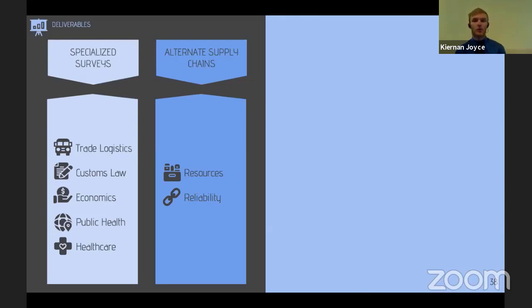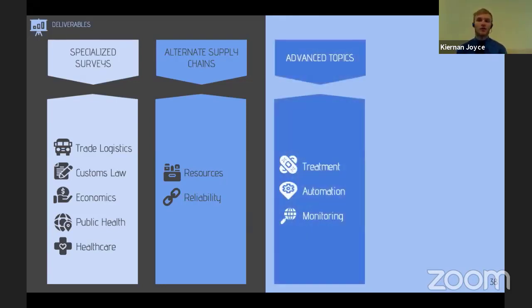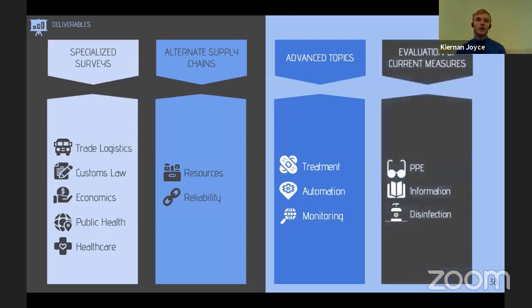The third topic that people could analyze is the advanced topic section of our recommendations. These topics, including treatment, automation, and monitoring, need more research and discussion before they can be implemented. The final topic of research we could recommend is the evaluation of our current recommendations. This could entail either analyzing the effectiveness of these methods once in place or evaluating these methods with a new group of experts or other method before implementation.